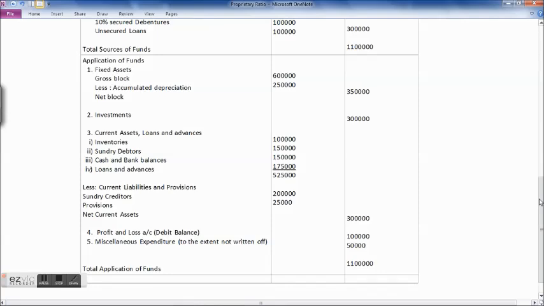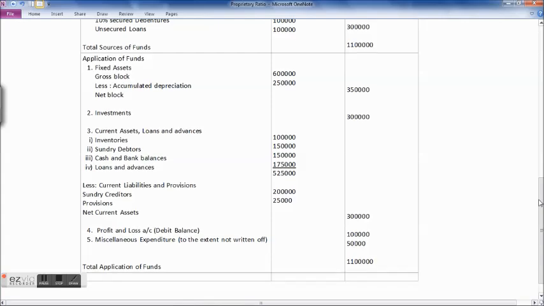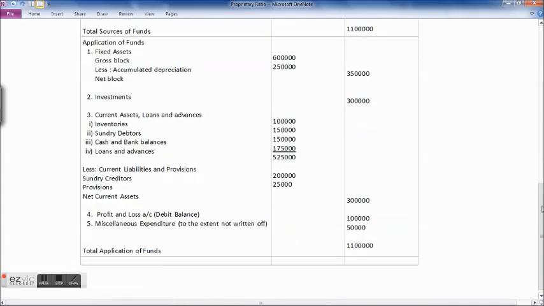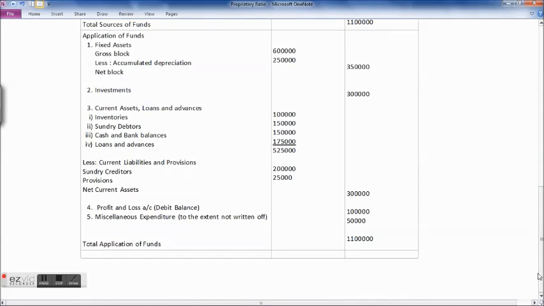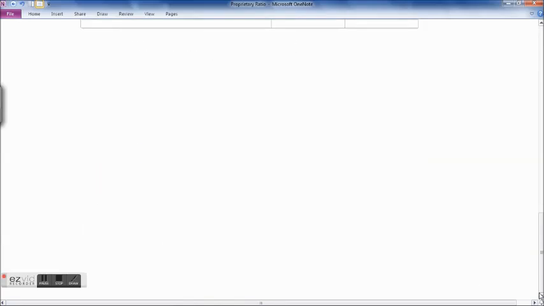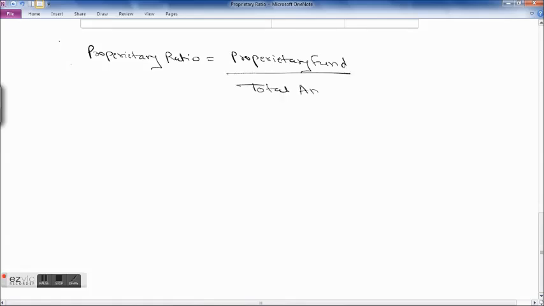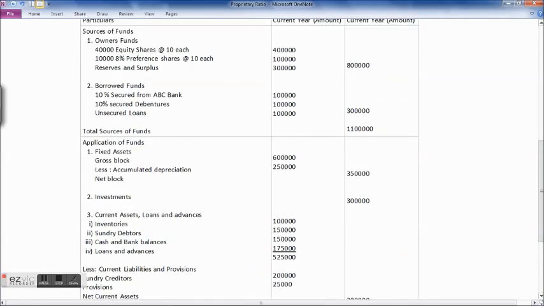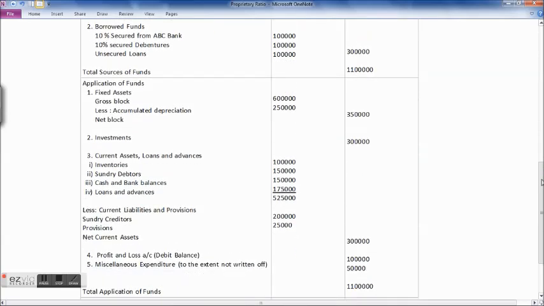Now if you see here, we'll calculate the proprietary fund ratio, or proprietary ratio. So proprietary ratio is equal to proprietary fund divided by total assets. So what is a proprietary fund here? Proprietary fund is equity share capital plus preference share capital plus reserves and surplus minus your fictitious assets.